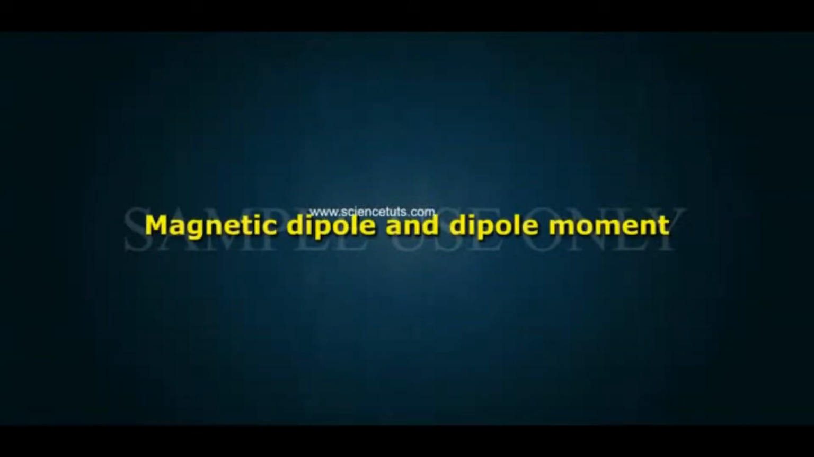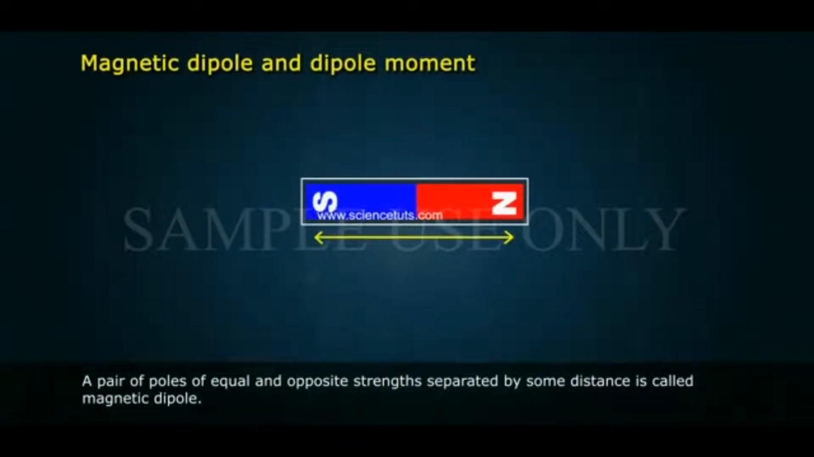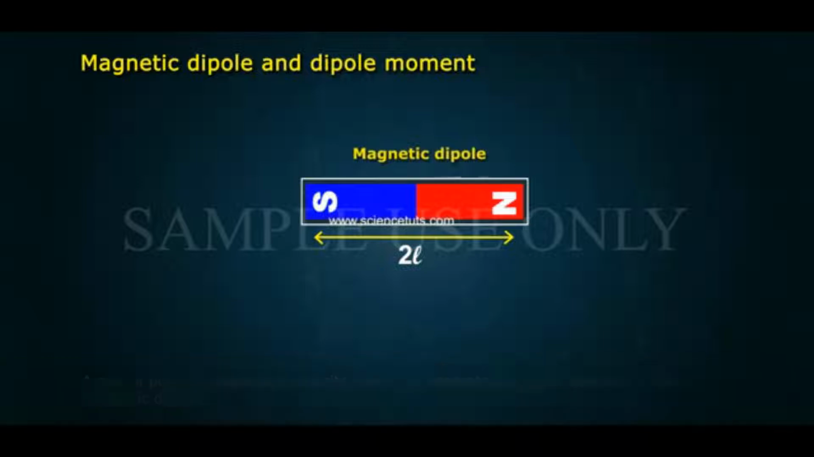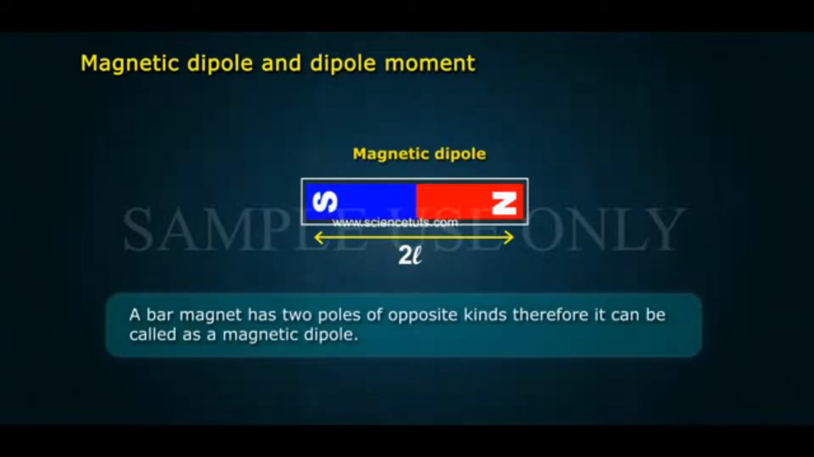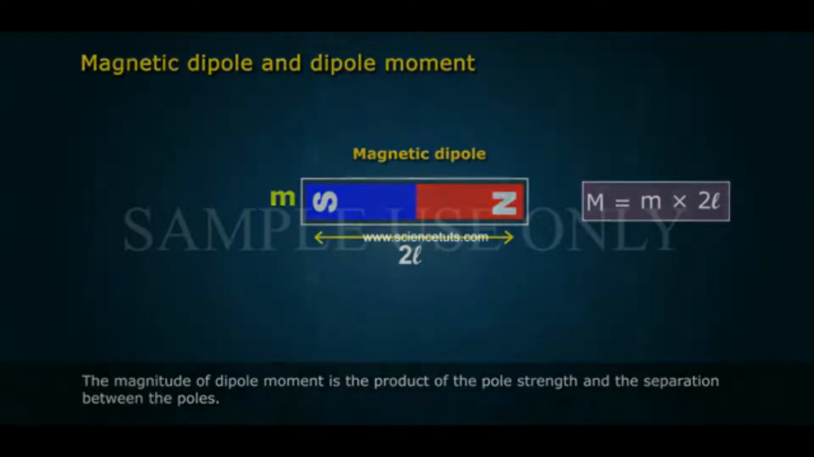Magnetic dipole and dipole moment. A pair of poles of equal and opposite strengths separated by some distance is called a magnetic dipole. A bar magnet has two poles of opposite kinds, therefore it can be called a magnetic dipole. The magnitude of dipole moment is the product of the pole strength and the separation between the poles. M is equal to m into 2l.